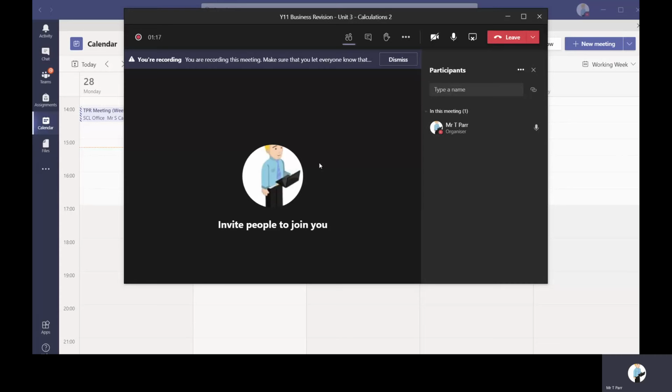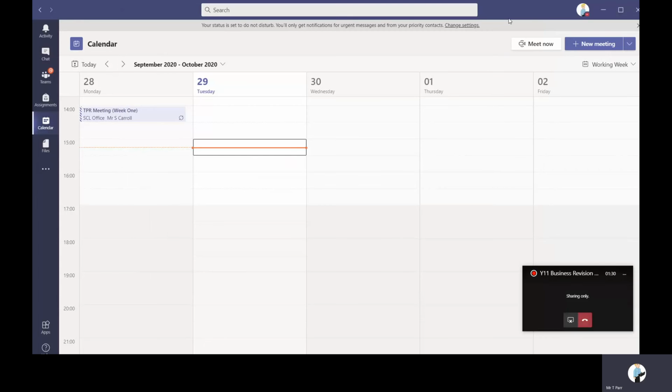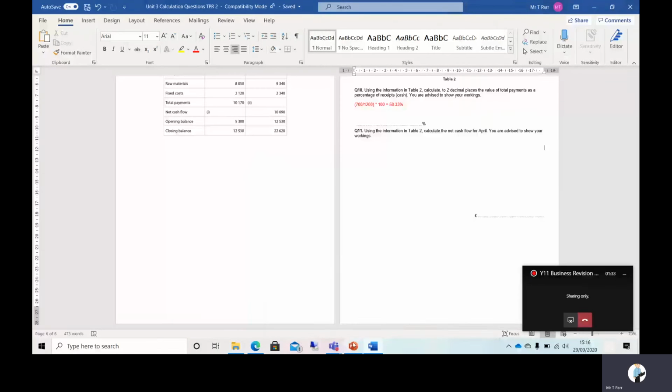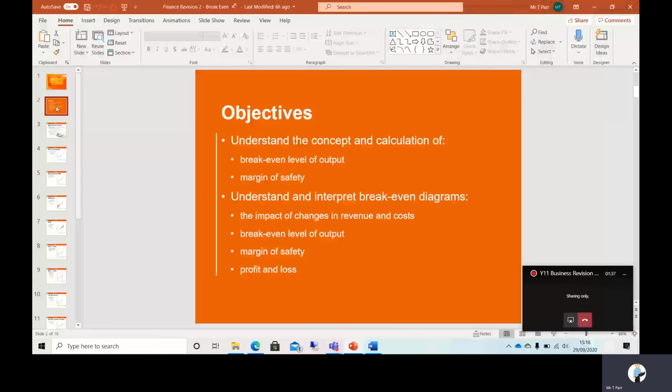So same thing as last time. I'm going to remind you with a few slides, and then we're going to work through some of the answers of some questions. Now, hopefully you've got access to the set of questions beforehand, so you might have already had a go. Okay, right. So let's start off and go up to the PowerPoint.